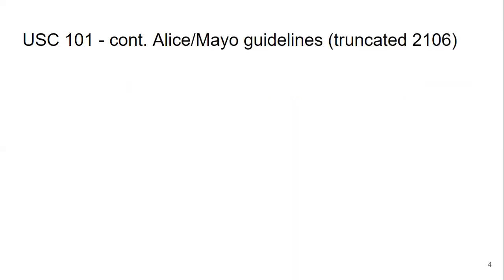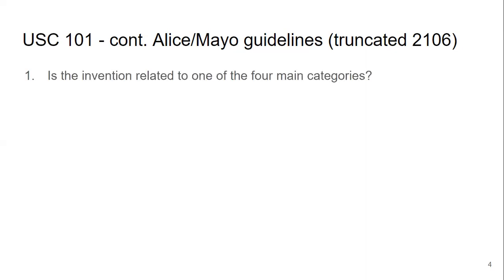So now we're going to go into the Alice-Mayo guidelines. This, first off, is going to be a very truncated version of 2106. The Alice-Mayo guidelines are very complicated, and I definitely recommend reading them just because it's pretty interesting how they were arrived at. The first question that you ask when you're doing the Alice-Mayo test is, is the invention related to one of the four main categories? Those are the ones we talked about: the article, method, apparatus, composition of matter. If it's a yes, great, you just move on to examination.